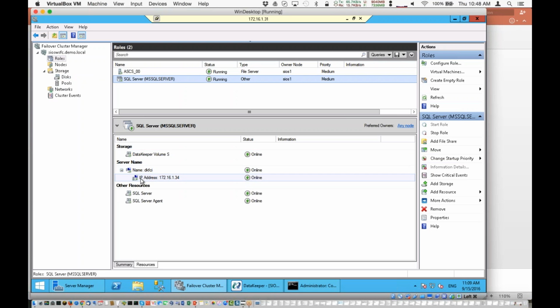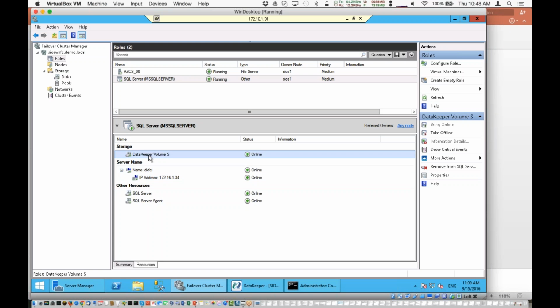Got my network name, got my virtual IP. Again, in Amazon, you would actually have two IPs, one for each subnet in each availability zone. And then here we've got the DataKeeper resource. This is my DataKeeper volume S. So this replicated disk resource looks and feels and acts like shared storage.